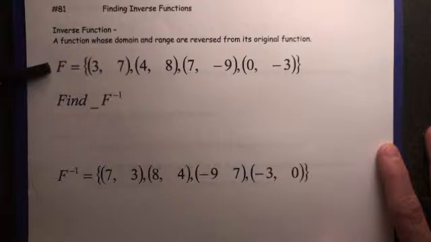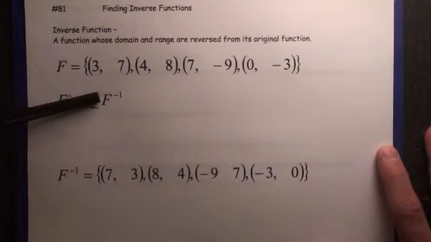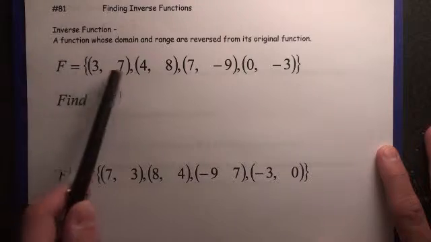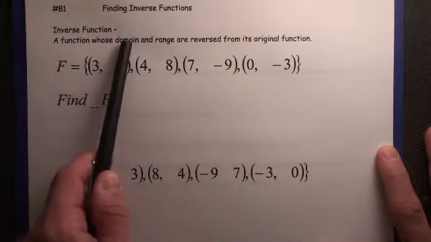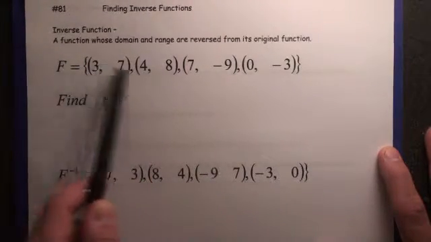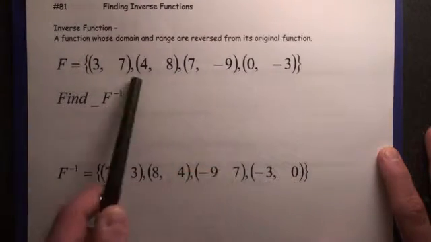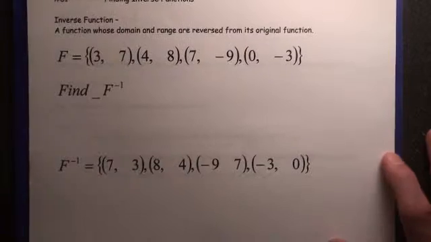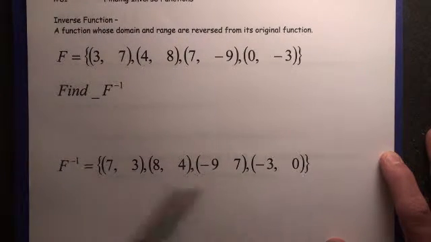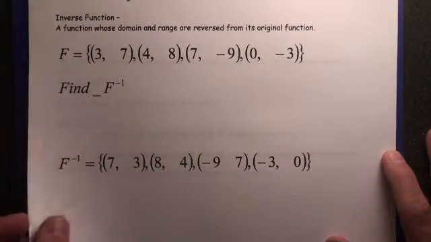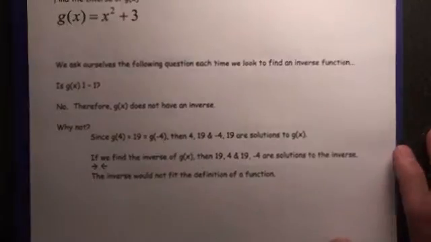So, here's the function capital F. If we wanted to find the inverse of capital F, we would simply reverse the domain and range. Domain is x, range is y. Reverse x and y, so instead of 3, 7, it's 7, 3, and so on. Instead of 4, 8, it's 8, 4. Quite simply, reverse x and y. That is the inverse function of capital F.